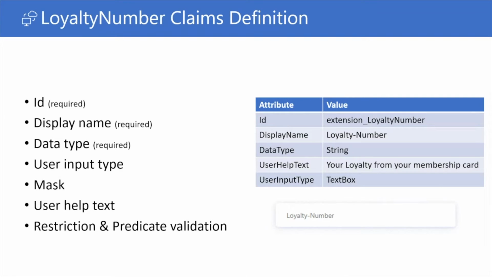The next step to extend the policy to meet the scenario is to add a custom claim to represent the user's loyalty number. Since Azure AD B2C doesn't have a pre-existing claim that meets this need, you'll need to extend the schema by defining a custom claim. We went over custom claims in the last session in this series. This claim will have an ID of extension underscore loyalty number, a display name of loyalty dash number, a data type of string, some text to help the user know what to enter, and it will be collected with a text box control. Let's take a look.